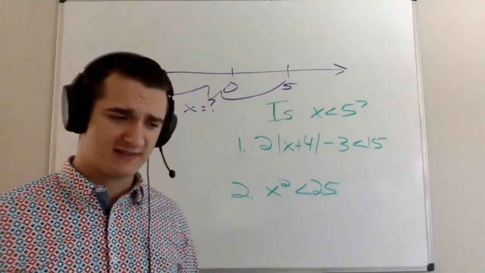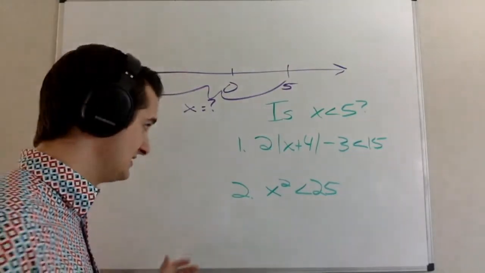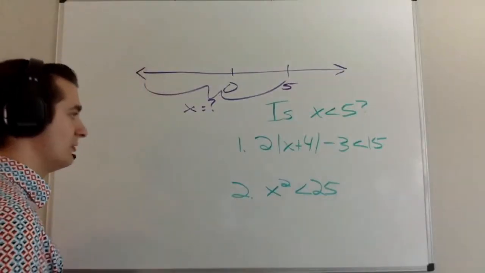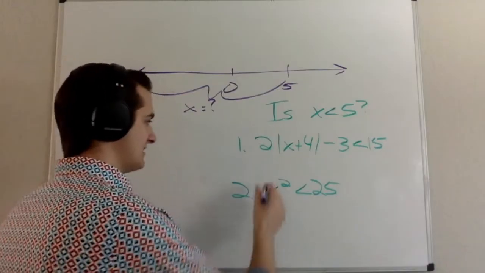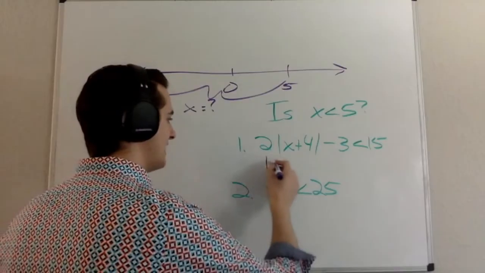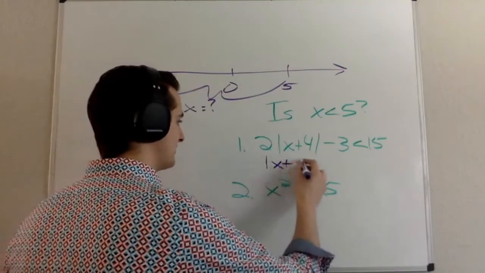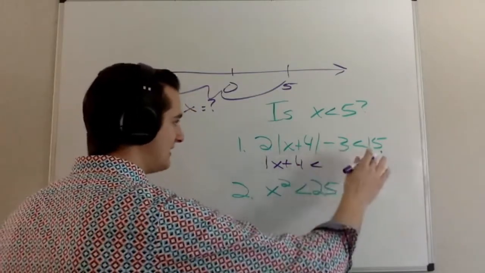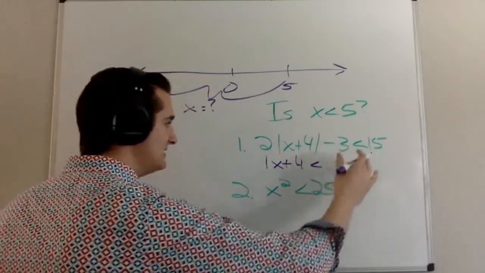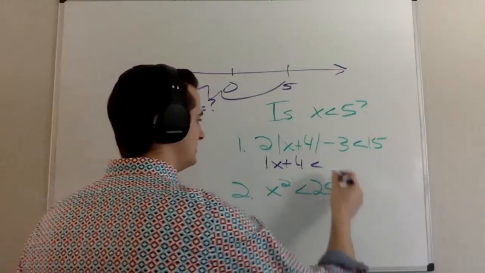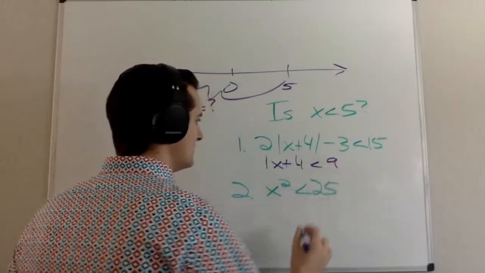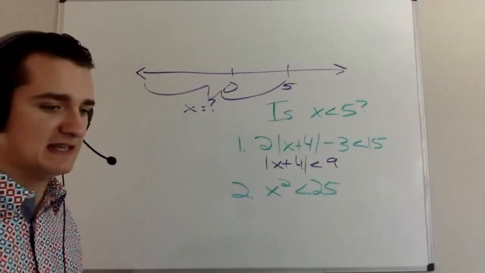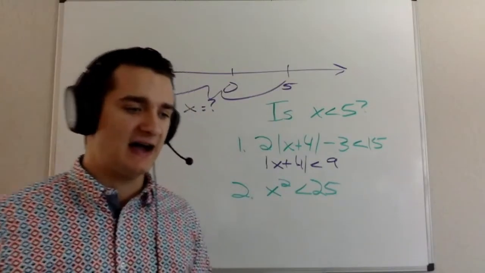When I start to look at the statements, things get a little bit more complicated. The first thing I'm going to do right away here with statement 1 is simplify it. When I simplify it, I'm going to add 3 to both sides, so I'm going to get 18, and then I'm going to divide by 2, and I'm going to get 9. So the absolute value of x plus 4 is less than 9.